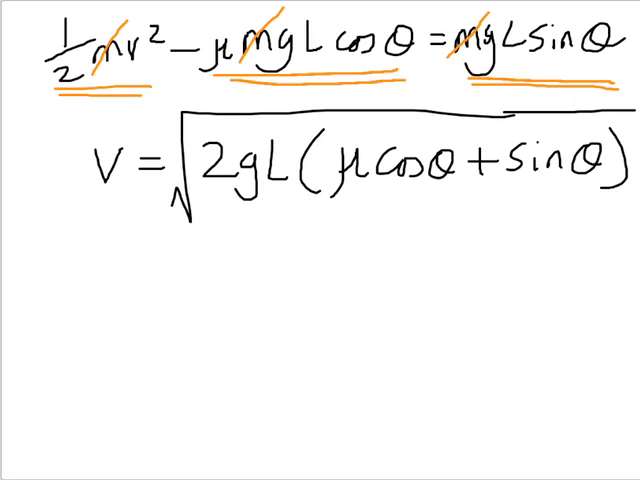Now, is this plausible? We can check dimensions. Mu, cos and sine have no units, so we've got g, which is meters over seconds squared, L, which is meters. So you've got meters squared over seconds squared, take the square root, it's meters per second, so that's all good. How about plausibility? Well, if you skidded further, you were probably going faster. Makes sense. If gravity was stronger, then you have to have been going faster to have skidded so far, so that makes sense.